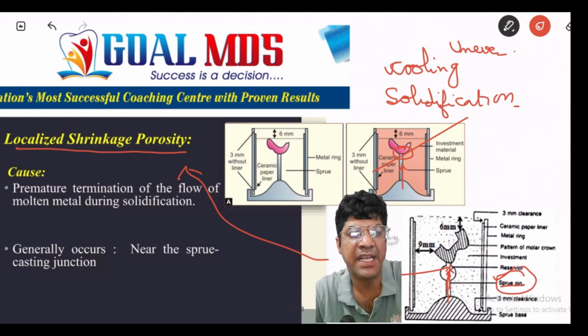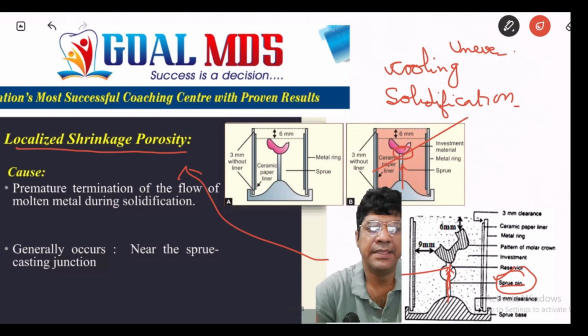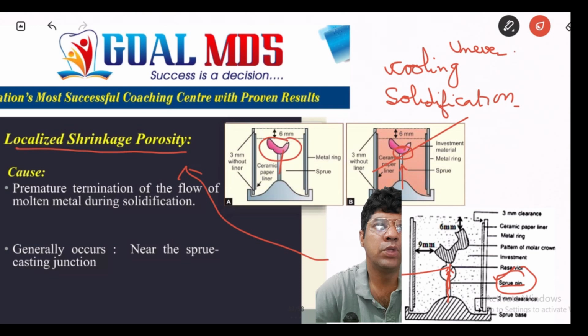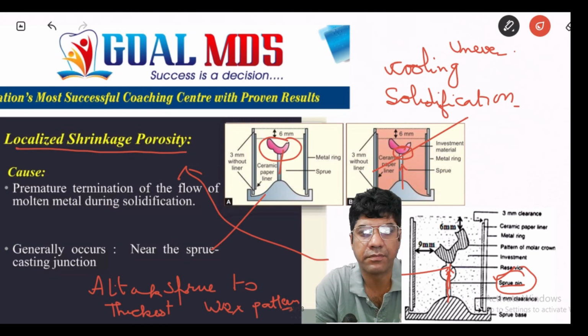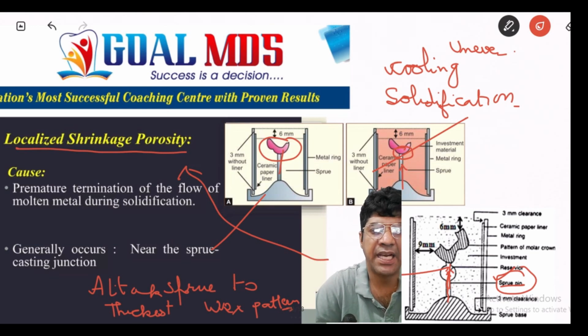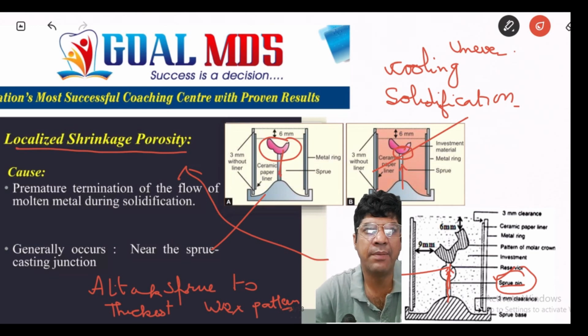Make sure the sprue is adequately sized to allow for smooth and balanced flow of the molten metal into the mold. One thing you can do is attach the sprue to the thickest portion of the wax pattern. The sprue, as we know, is a channel or passage through which molten metal flows into the mold cavity.